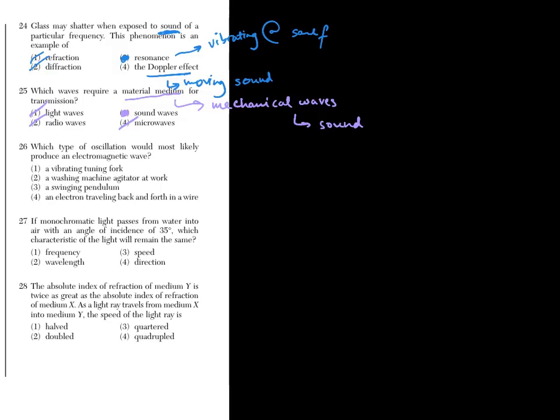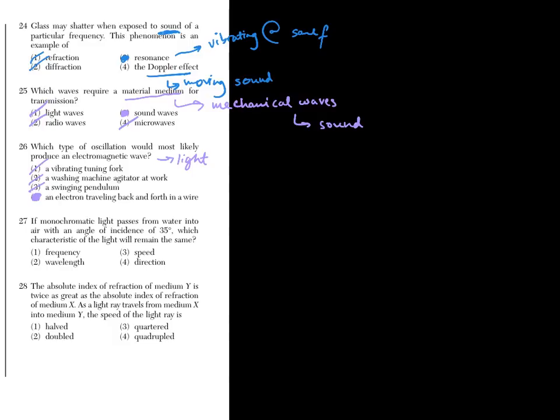Number 26, which type of oscillation would most likely produce an electromagnetic wave? We can't talk about 1 because that's like sound. 2 is mechanical. 3 is also mechanical, and the one that best fits is choice 4 for electromagnetic wave, thinking about light also. So that's another key word to think about.